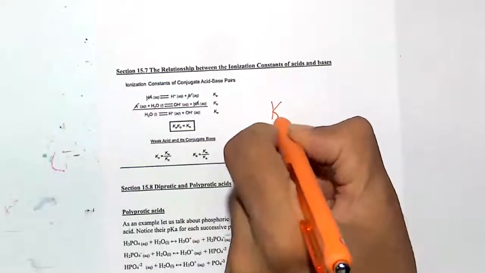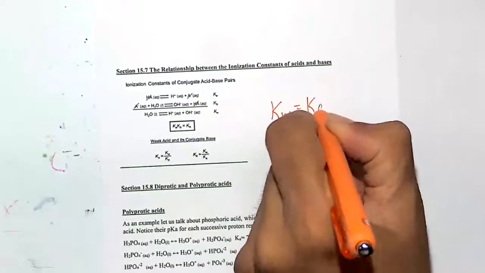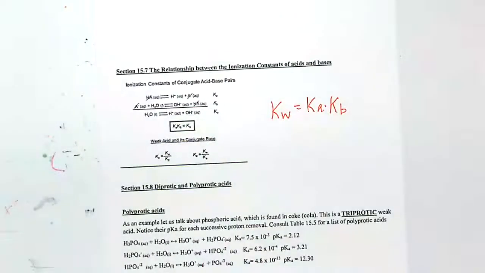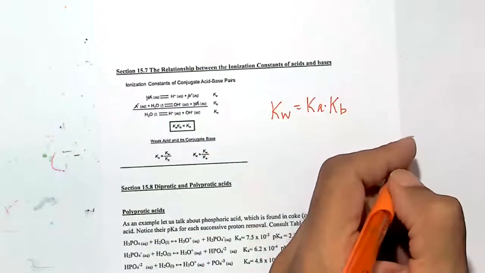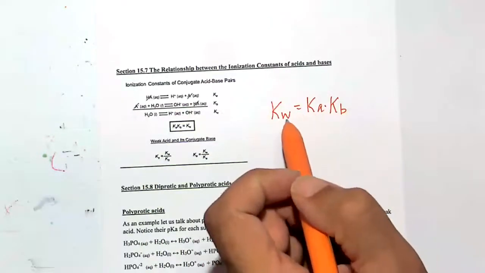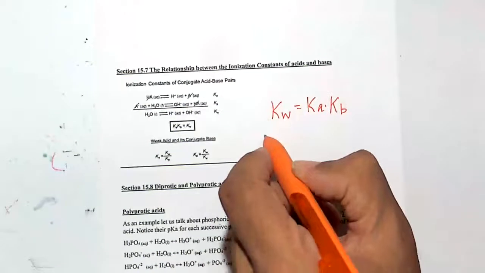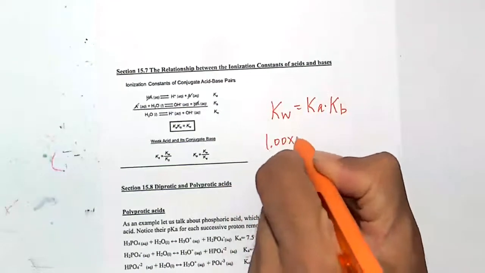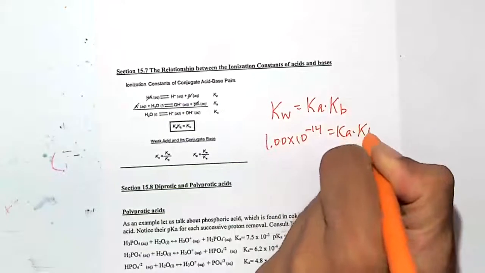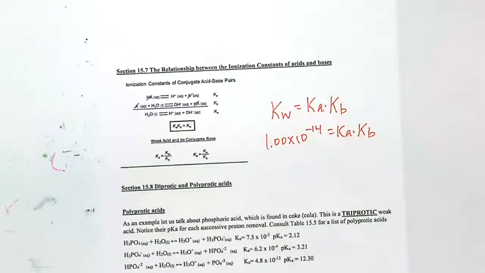Make sure you also know this: Kw is equal to Ka times Kb. If you take the Ka reaction, take the Kb reaction, add them up, and multiply the constants, you'll get Kw. And Kw is 1.00 times 10 to the minus 14. This is a good equation to have in your tool belt. So if you're given the Ka, you can get the Kb.